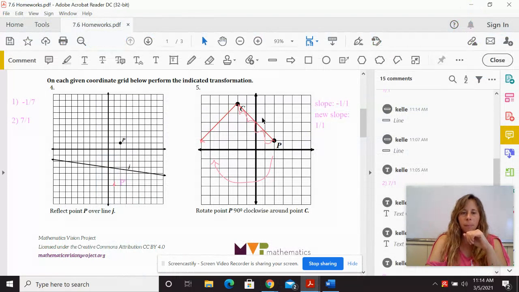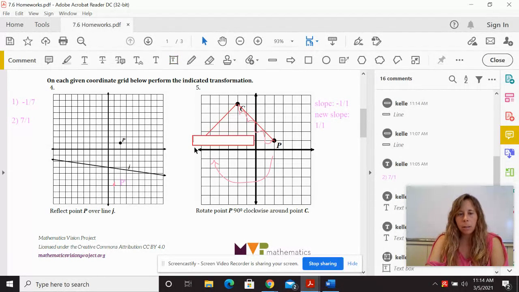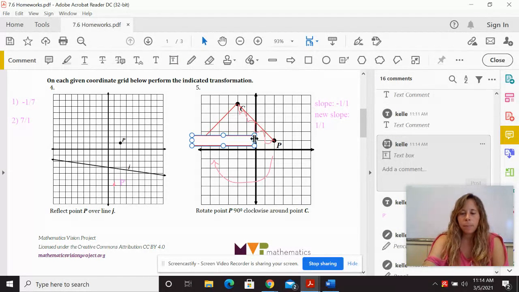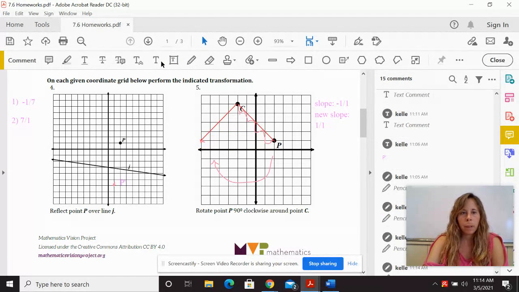Okay. So see how these two lines form a 90-degree angle. That is because they are perpendicular to each other. When you rotate 90 degrees, clockwise or counterclockwise, you're going to form a 90-degree angle. Okay, so this is P prime, or whatever you want to label it, because it didn't tell you what to label it.